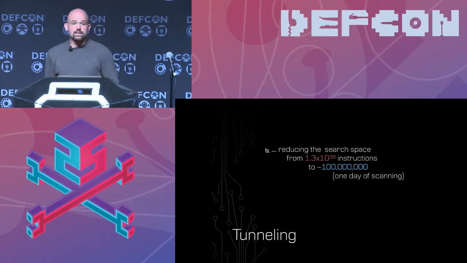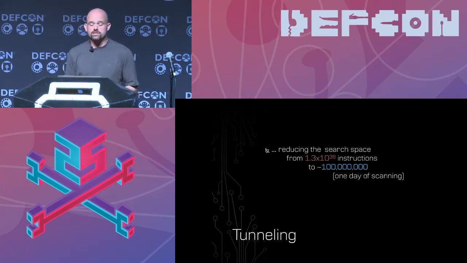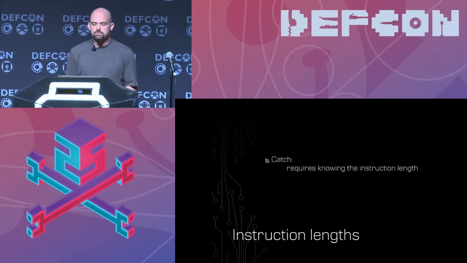And effectively what that does is it reduces your search space in this architecture from 1.3 times 10 to the 36 instructions down to about 100 million, something you can actually scan in about a day. So that's pretty neat. I was excited that I found a way to quickly search this ISA.